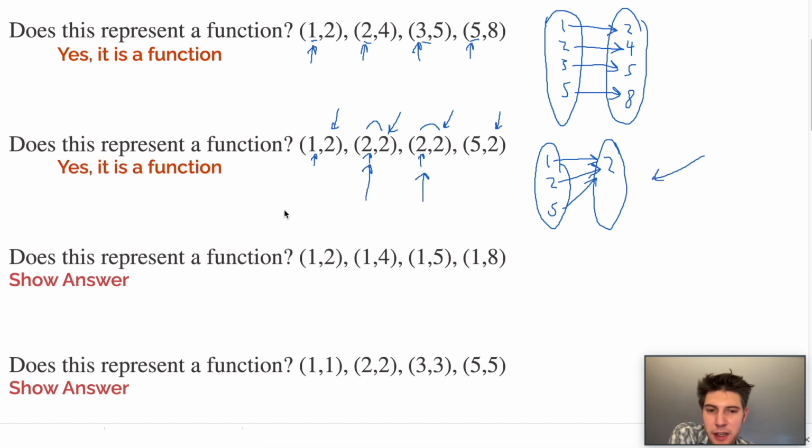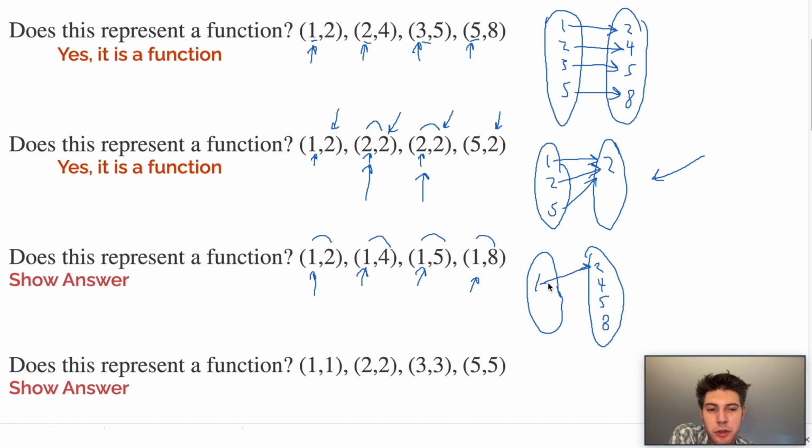Number 3. So now we have 1 going to 2, 1 going to 4, 1 going to 5, and 1 going to 8. So immediately we get a red flag because we see 1 multiple times, and that red flag is justified because in our domain we only have a 1, but that 1 is being mapped to everything in the range, to the 2, to the 4, to the 5, and to the 8. We don't want to have one x going to multiple y's. So the answer for this one is not a function.